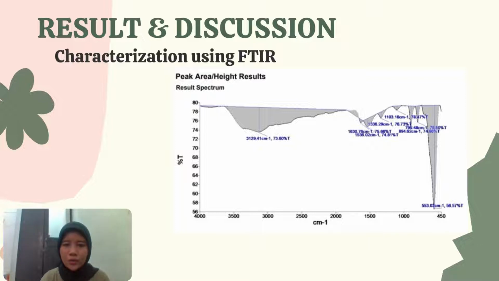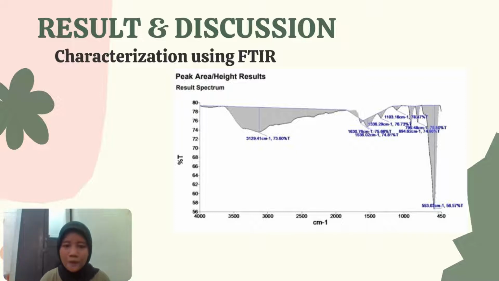FTIR is used to predict functional groups while PSA serves as a determinant of magnetite particle size. In the FTIR graph of the observed data, it can be identified the types of bonds in the synthesized result. The aim is to determine the typical peaks of a chemical bond in the synthesized particle.